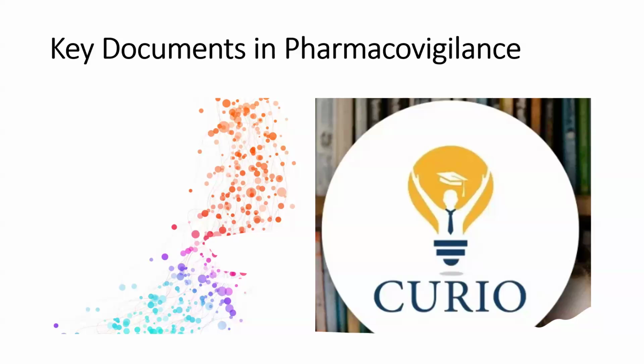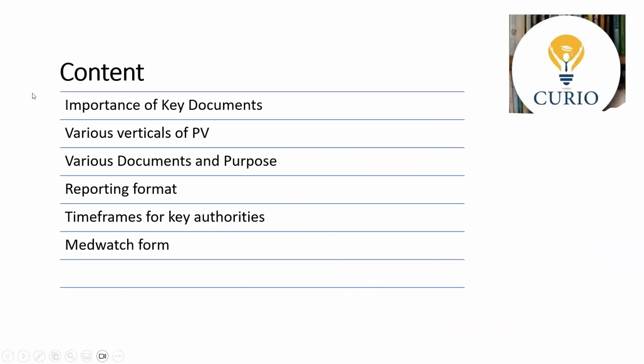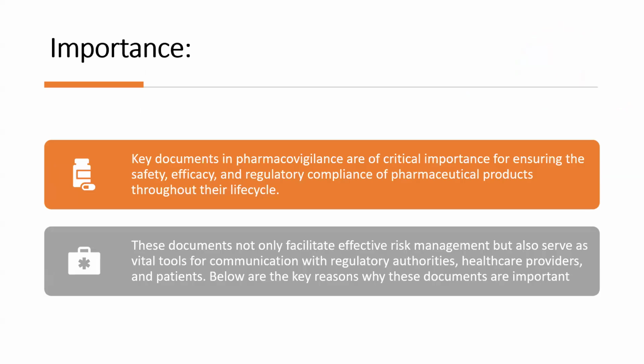Let's see what all those key documents are in this session. The content for today's class is: what is the importance of the key documents, various verticals of PV, various documents and their purposes, what are the various reporting formats, the time frames for the key authorities, and what are the various forms like MedWatch forms and CIOMS forms. These are also a kind of key documents. So let's start with the first topic, that is the importance.